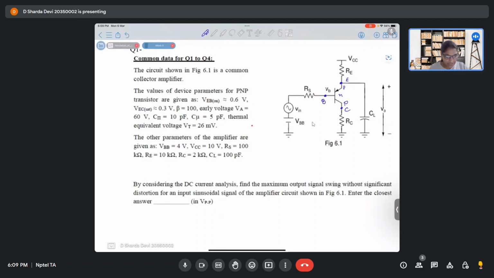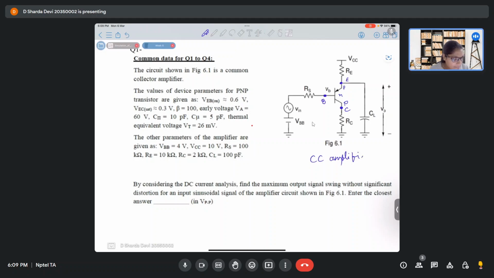Now, looking at the configuration, what type of connection is this? Common collector. How do we know it's common collector? Because the collector is common between both. We are giving input to the base and taking output from the emitter, and the collector is common between the two terminals. Hence, this is a CC amplifier.